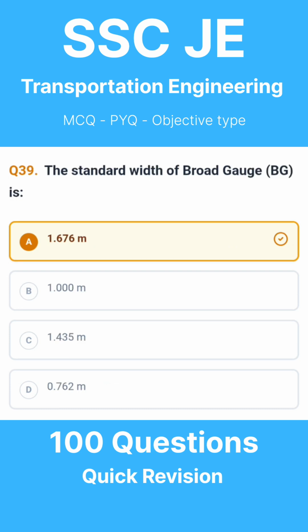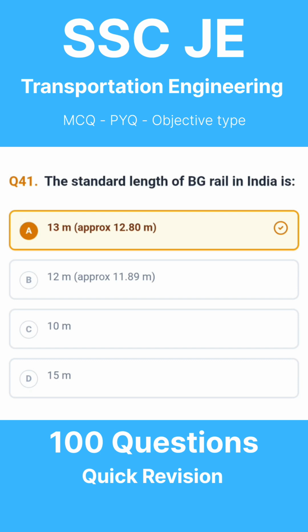Question 39. The standard width of broad gauge is. The correct answer is 1.676 meters. Question 40. The standard width of meter gauge, MG, is. The correct answer is 1.000 meters. Question 41. The standard length of broad gauge rail in India is. The correct answer is 13 meters, approximately 12.80 meters.